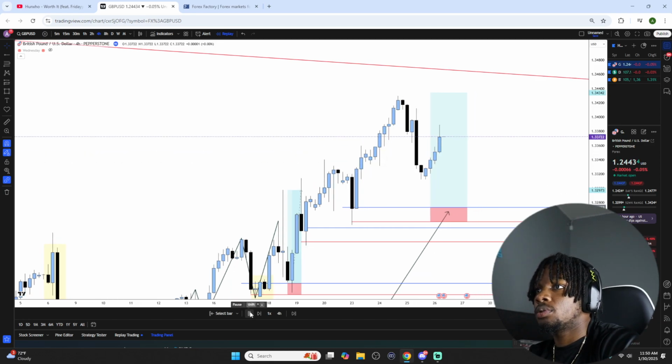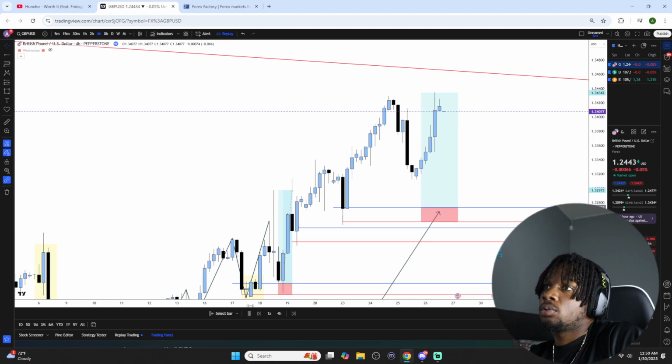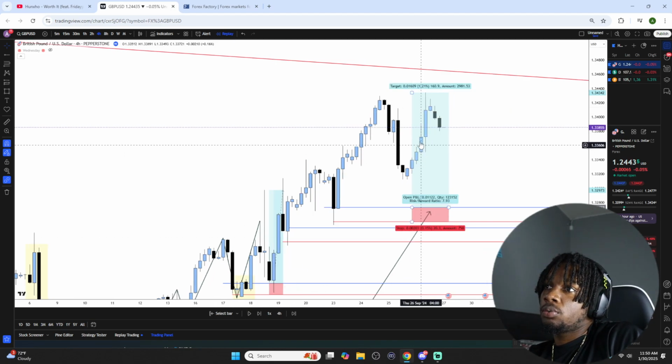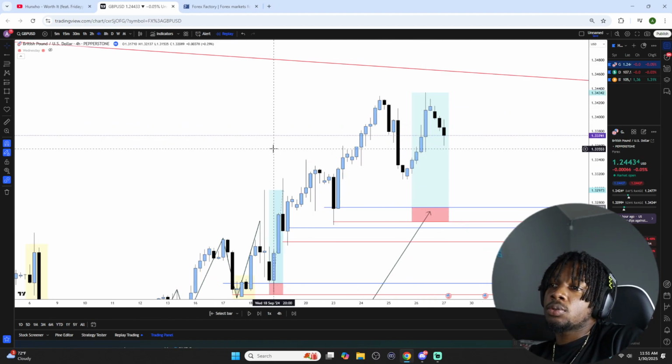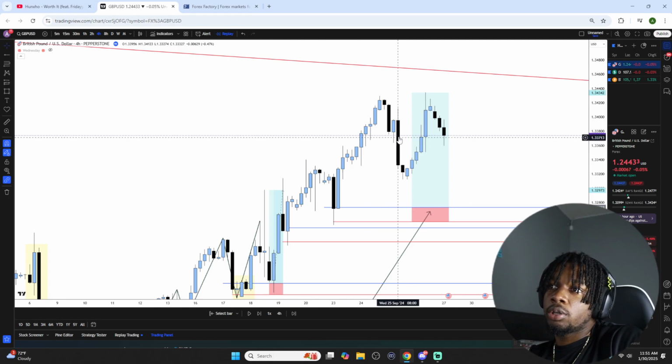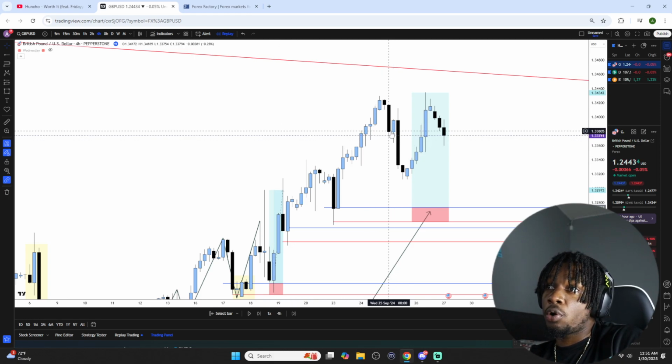Let's see what happens. Okay, so it made a new high. This is why I always tell y'all to follow the trend, because y'all see this. This is a 4-hour order block right here. If I would have taken this position, I would have lost. Why? Because it's not going with the trend.